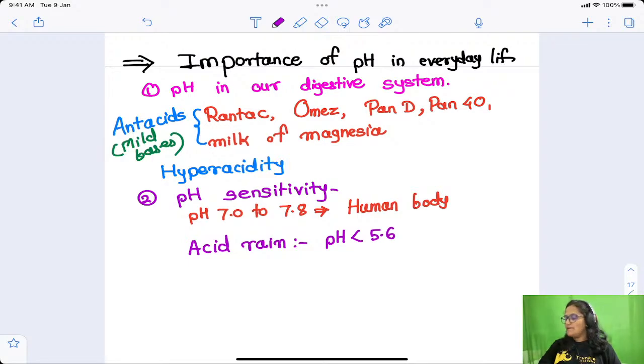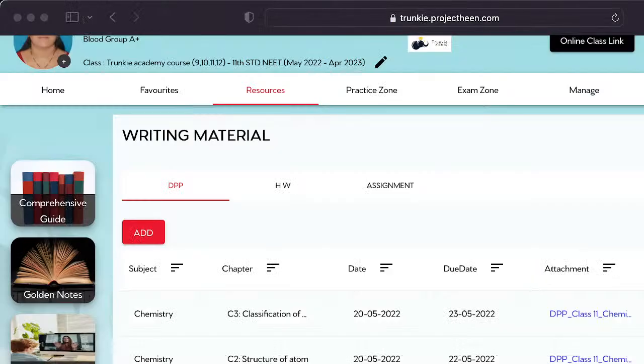Okay, I hope it's done. Now that's all for today, and we are going to end the class here. For today's class also, you will be able to see the DPP, daily practice problems. Let me show you. This is the teacher's portal actually. Similarly, the student portal is also there.